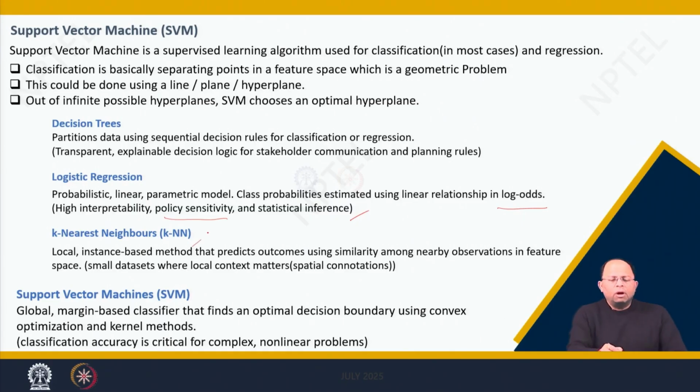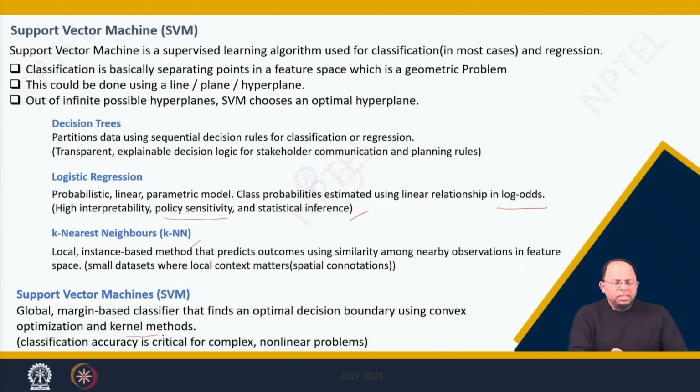All of them have pros and cons, but support vector machine gives an alternative approach for classification: it's a global margin-based classifier. Global basically means we end up doing a global optimization, so there is only a single solution. And margin-based classifier means that we try to create a gap between the different classes, and we make sure that the classes are properly segregated. It finds an optimal decision boundary using convex optimization and kernel methods.